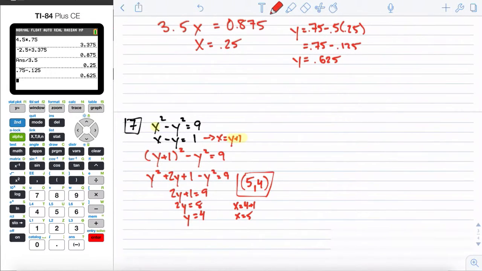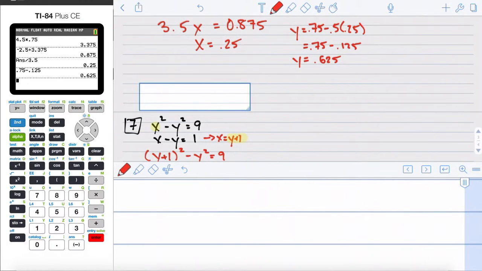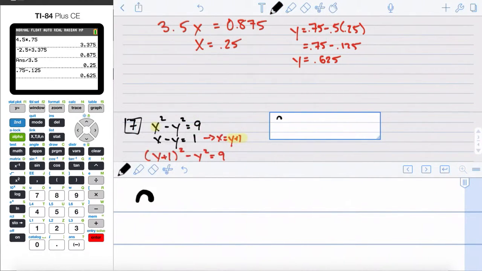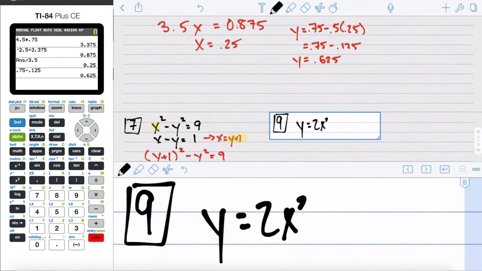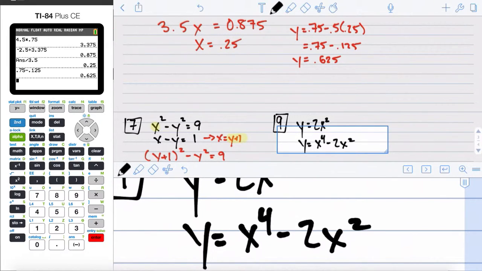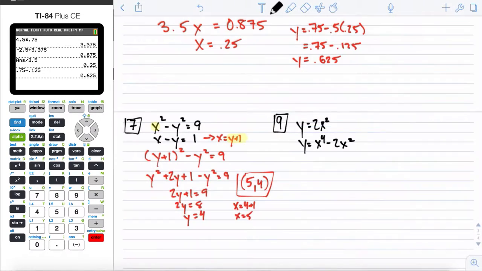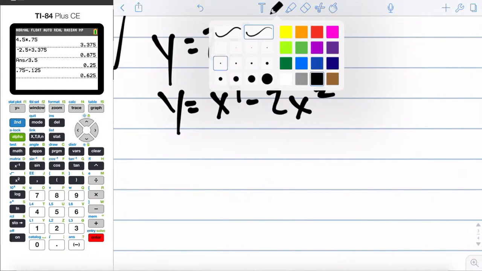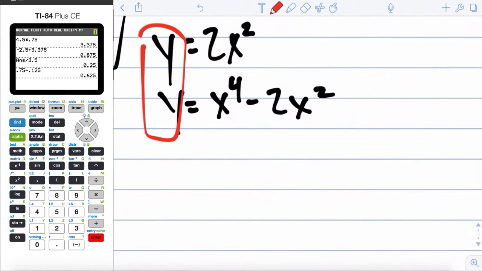That's 7. Let's take a look at 9. 9 says we have y is equal to 2x squared and y is equal to x to the 4th minus 2x squared. Okay, so we're looking at two equations. They're both set equal to y, so I can set them equal to each other.